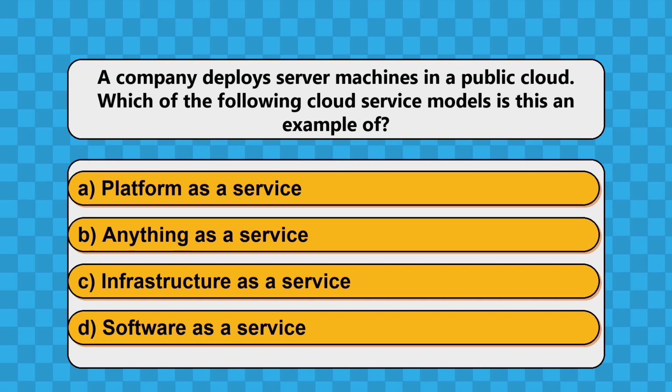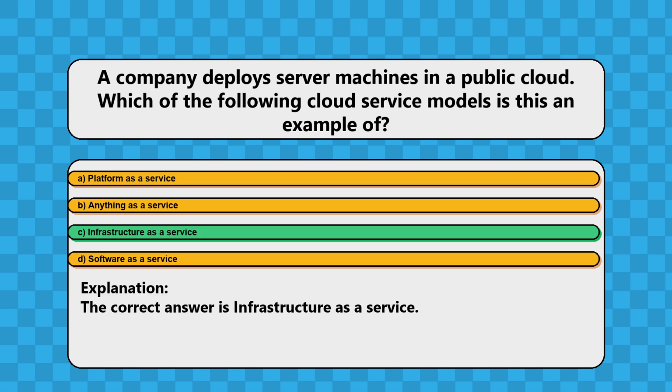Question 5. A company deploys server machines in a public cloud. Which of the following cloud service models is this an example of? Option A, platform as a service. Option B, anything as a service. Option C, infrastructure as a service. Option D, software as a service. The correct answer is option C, infrastructure as a service.